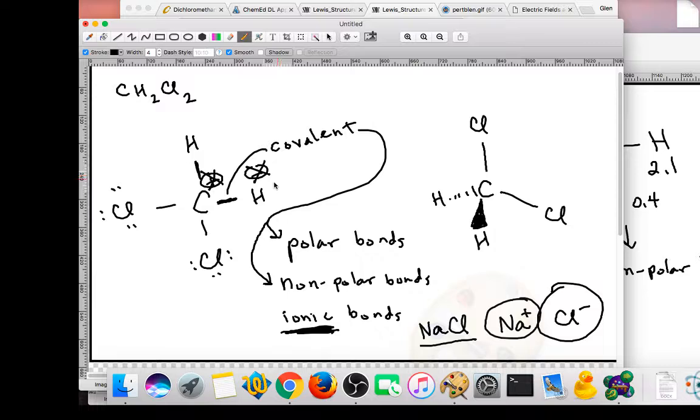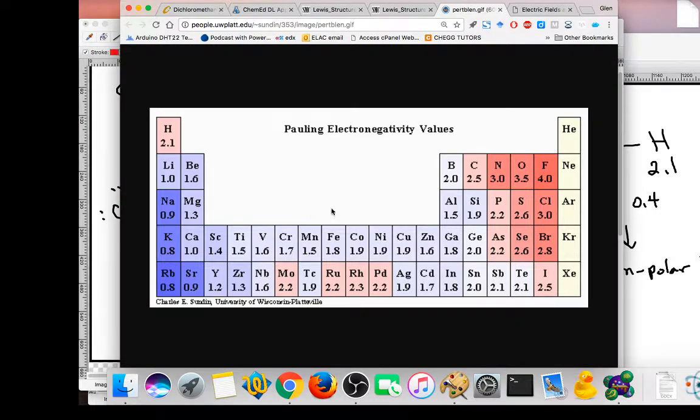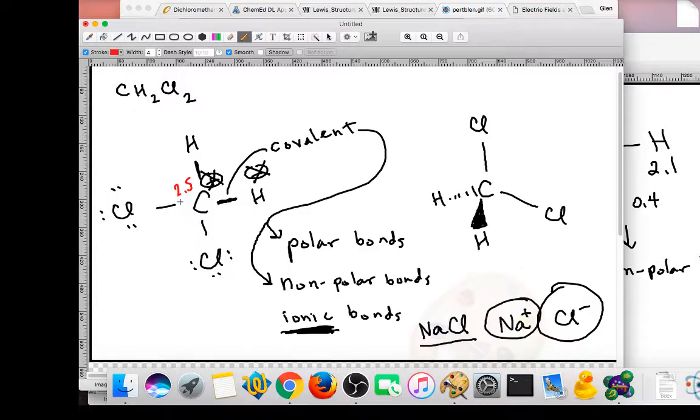Here I have the Lewis structure that I drew in the previous video. There's a C and there's an H here. I'll do this in a different color. Remember that the C was 2.5 on the scale of the strength of pulling electrons. And remember the H was 2.1. So the difference between C and H is only 0.4, so that's nonpolar. There's another CH bond here. That's also nonpolar. Now, the chlorine was 3.5.